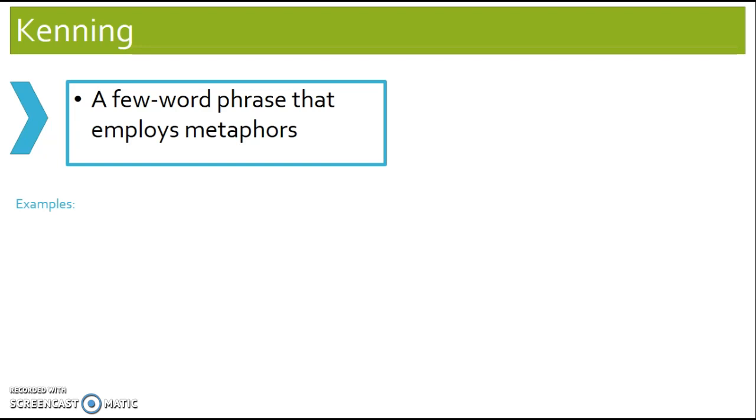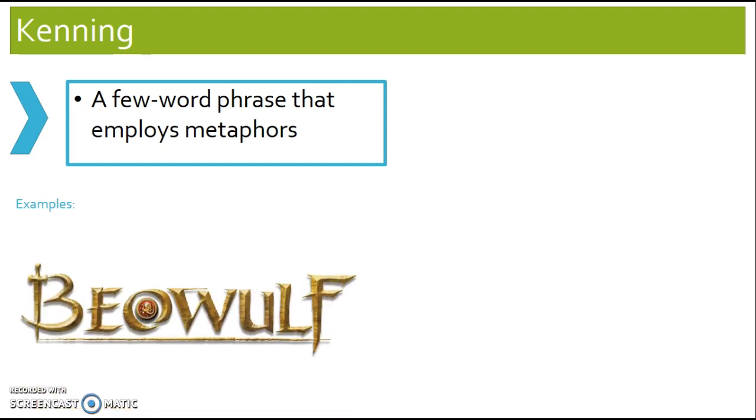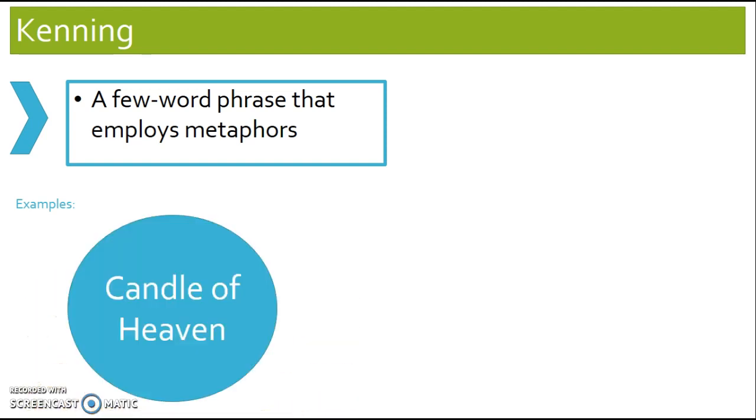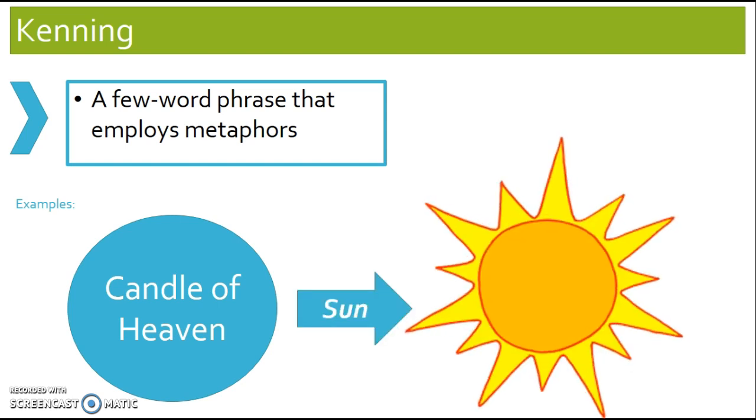This is a few-word phrase, typically two words, that employs metaphors in order to get its meaning across. We see a lot of kennings throughout the literary piece of Beowulf. So, one example of this is Candle of Heaven. Candle of Heaven was used to describe a scenery in one of its excerpts, and it means the sun.